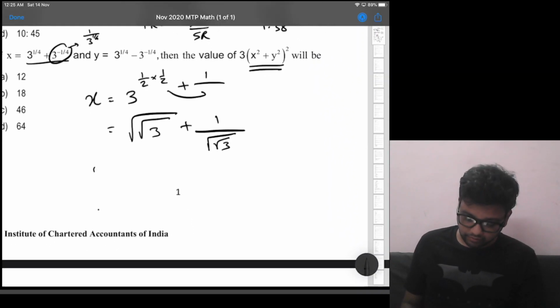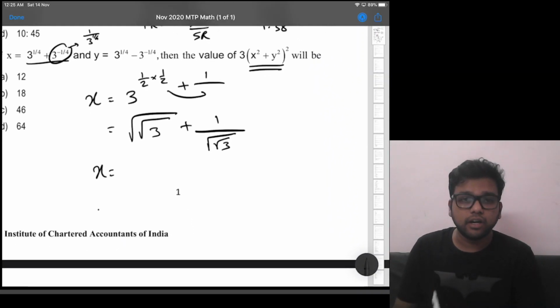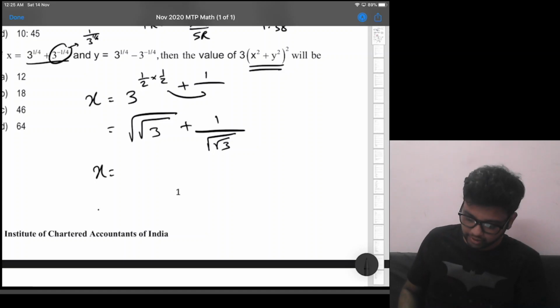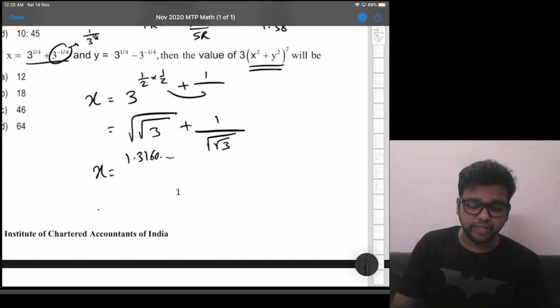Now we'll calculate this x on the calculator. How? Take 3, take 2 times square root. That should give you something. Don't write it down, but it should give you something like 1.3160 something. Add it to memory, M plus. Don't write it, M plus.